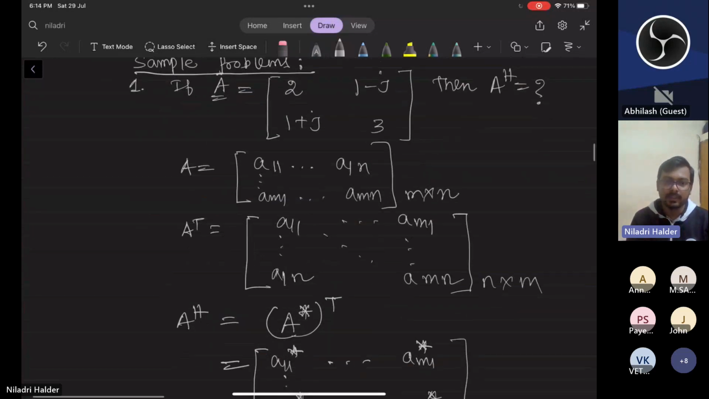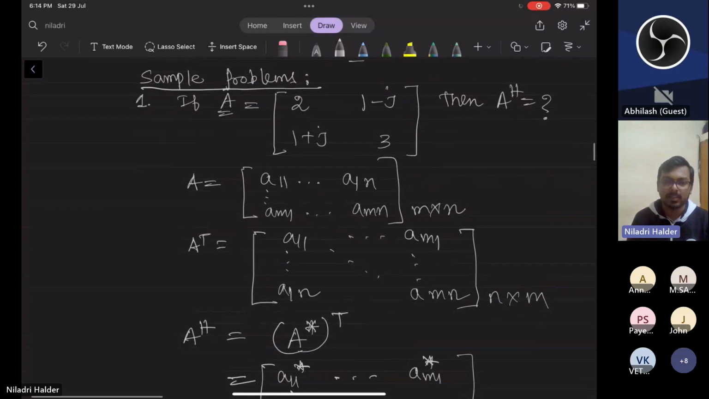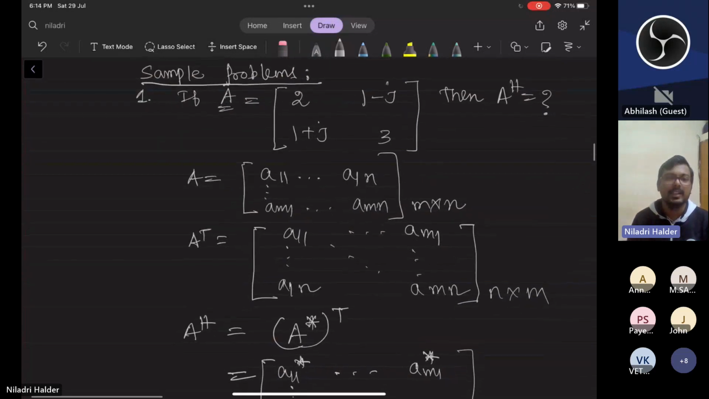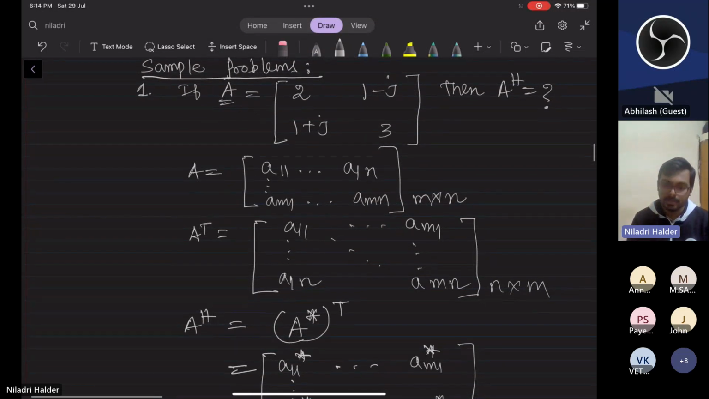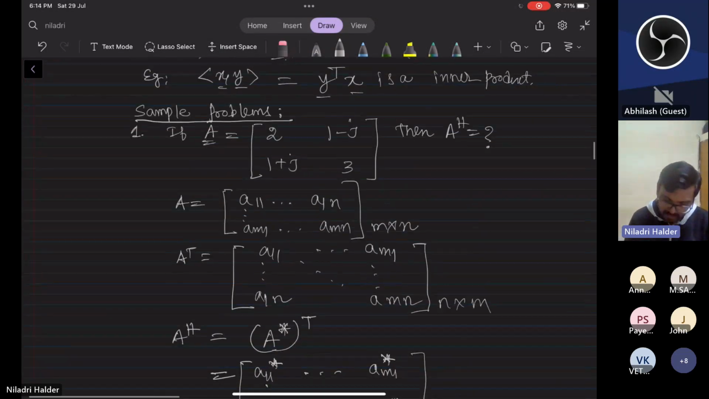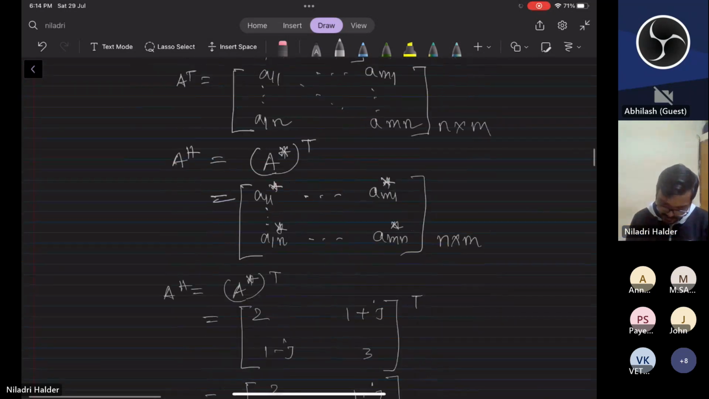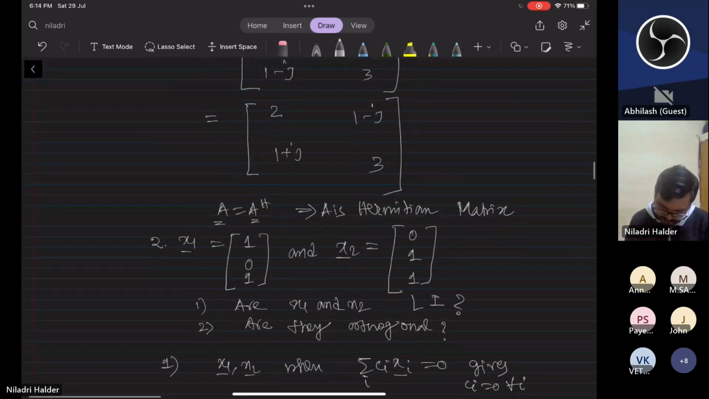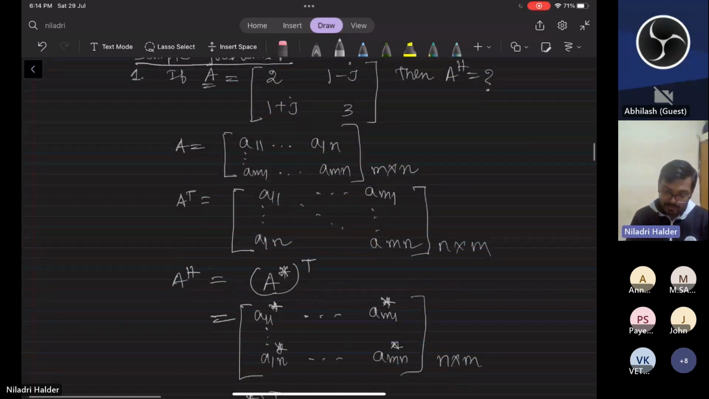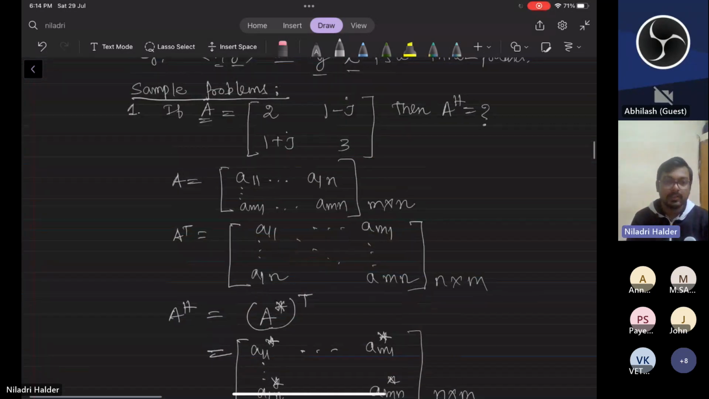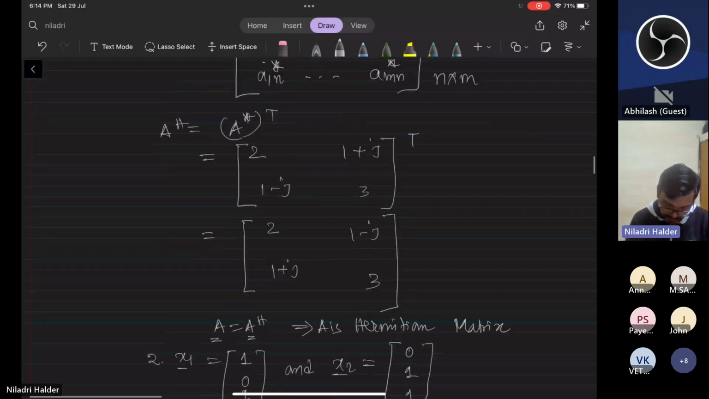So the first one: a matrix A is given, which is a complex matrix. We needed to find the Hermitian of the matrix. So that we found out.